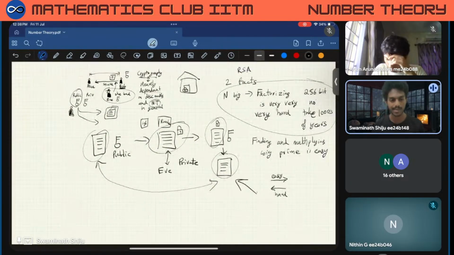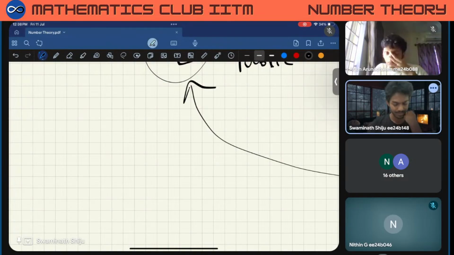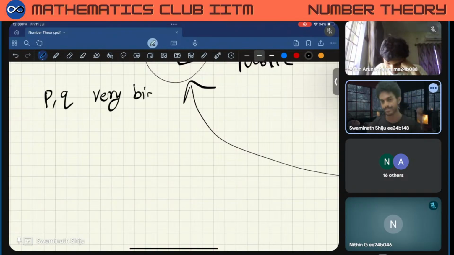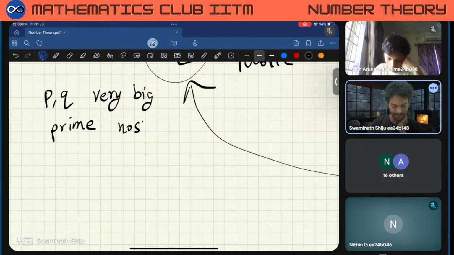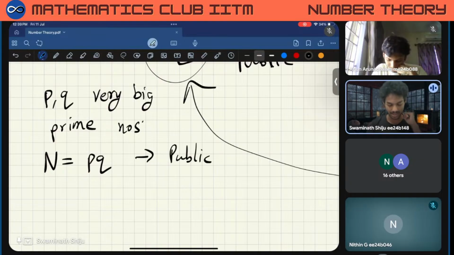Now I will go into the specifics of why number theory comes in here. This is the RSA algorithm, somewhat simplified. You find p and q, very big prime numbers. You multiply them together to give n. This n is public. It's not the public key. It's just something that, together with something else, is the public key. I'll get to that.